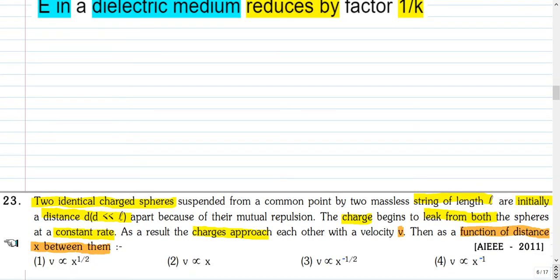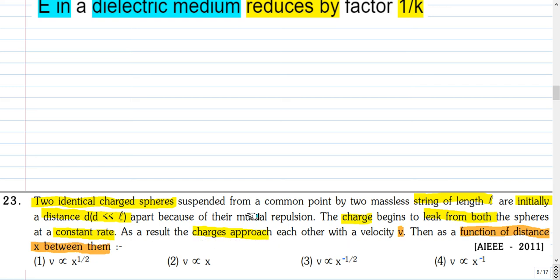This is the next question. Two identical charged spheres suspended from a common point by two massless strings of length L are initially at a distance d, and d is much smaller than L, apart because of their mutual repulsion. The charge begins to leak from both the spheres at a constant rate. As a result, the charges approach each other with velocity v.